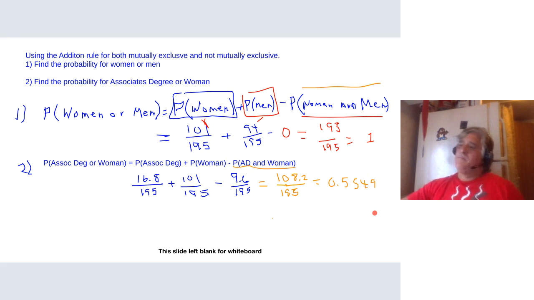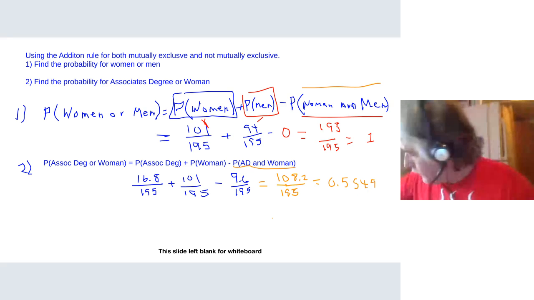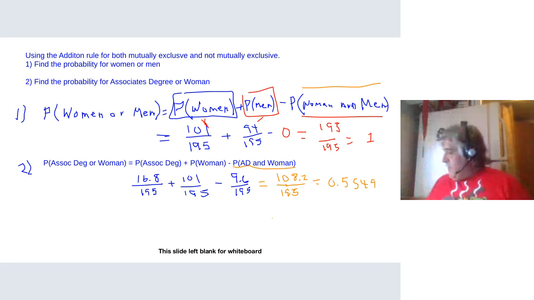So that's just a little over half. So 0.555 essentially, if you round it off to 3 decimal places. Okay, does that make it a little bit clearer? Because I wanted to do something where I hadn't used the previous data. Yes, it did. Thank you so much.